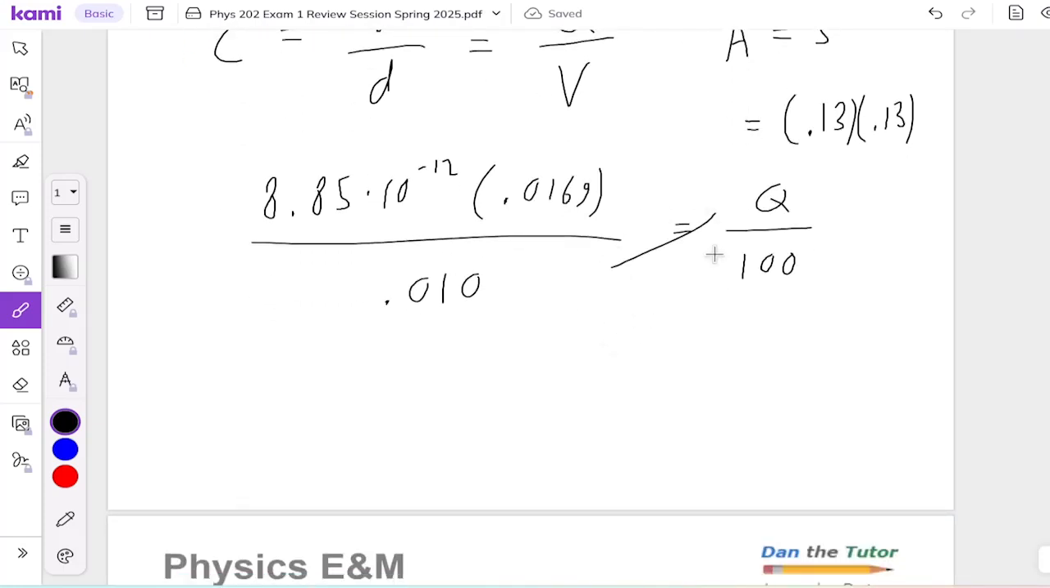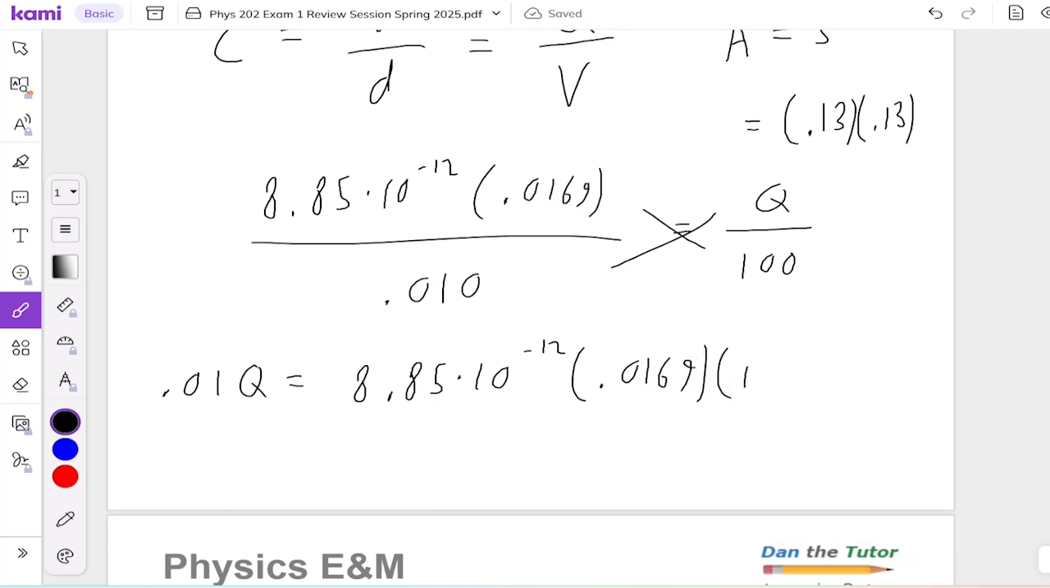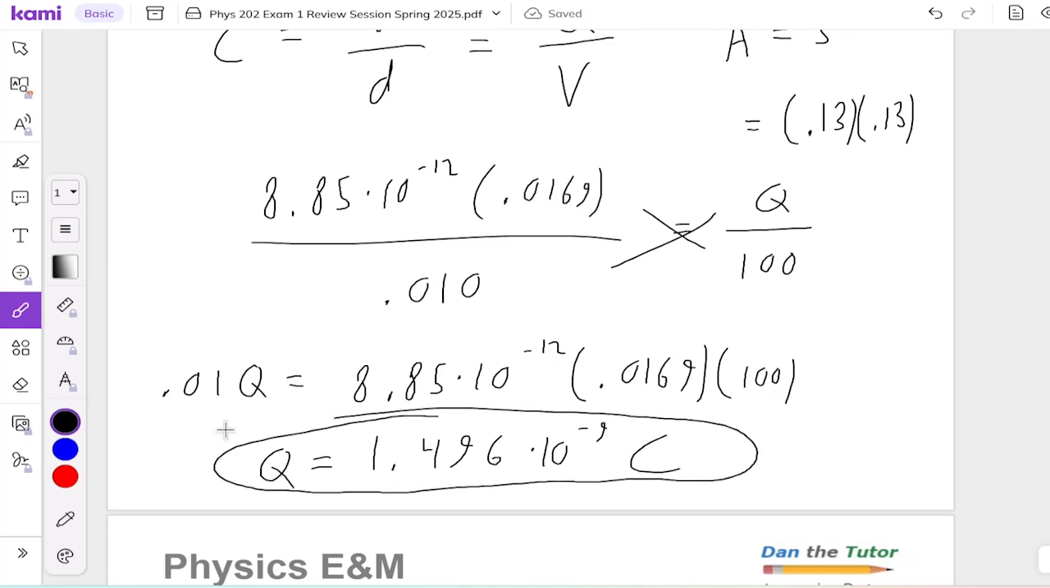Anyways, this is easy. You cross multiply. 0.01 Q equals, the right side is just kind of big and long, but whatever. And then you just do algebra. You end up getting 1.496 times 10 to the negative 9. This is charge, so it's coulombs. Any questions? Okay, good. I think this was a pretty straightforward one.